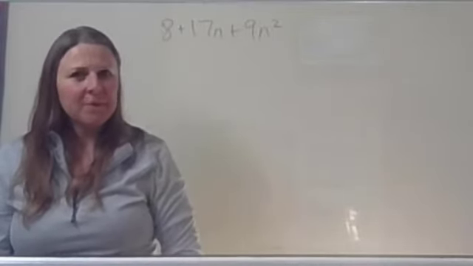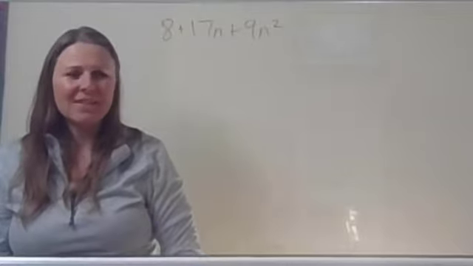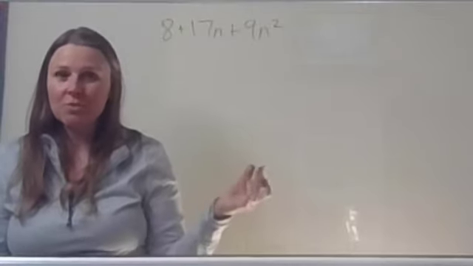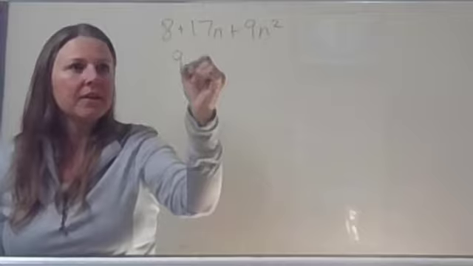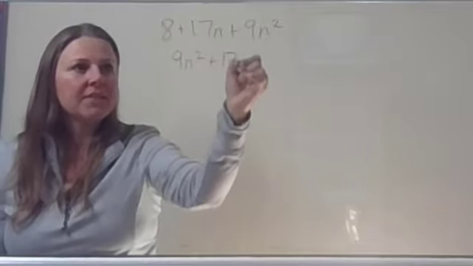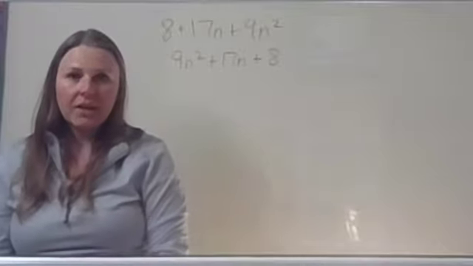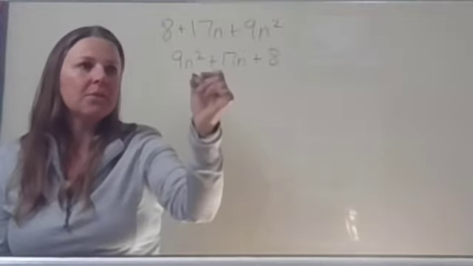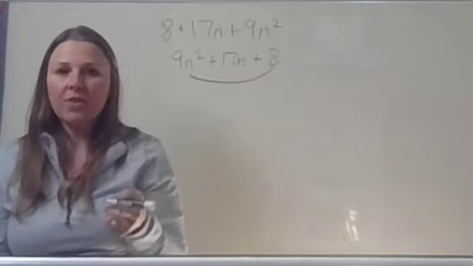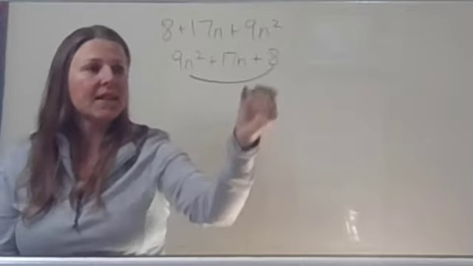The next problem to conquer, 8 plus 17n plus 9n squared. Now, the first thing I'm noticing, I hope you're noticing too, is this is backwards. So let's just rewrite it in the proper order. 9n squared plus 17n plus 8. Okay, we're going to go ahead and factor that. I'm just going to keep doing the long method. You're going to do whatever method works for you, and we should get the same exact answer.